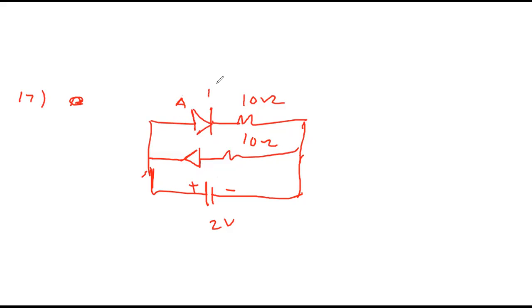Which one is forward in this? First one, second one, or both? Which is forward? First one, second one, or both are reverse?